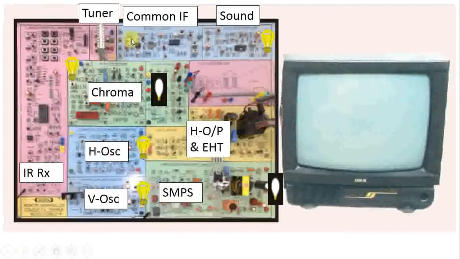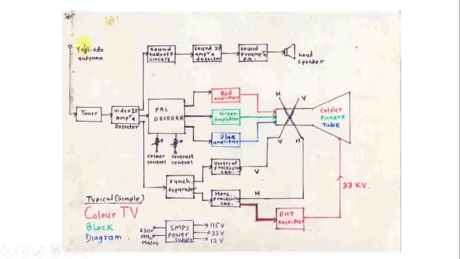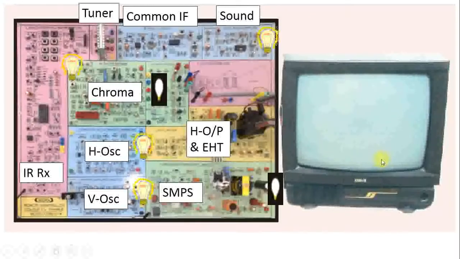So please keep this in your mind. Once again I am telling you. So if you see this, a Yagi-Uda antenna, a tuner section, common IF amplifier and video detector, from these three different signals are taken. One goes to FM demodulation, another goes to chroma section, and third goes to sync separator section. The same thing is explained over here.